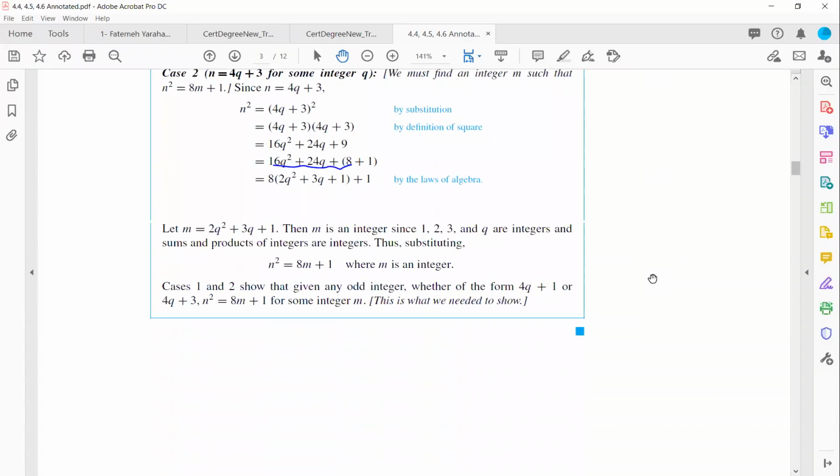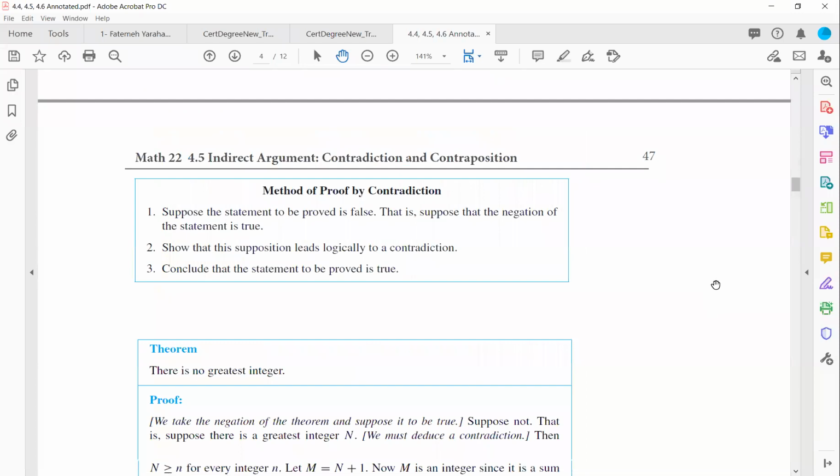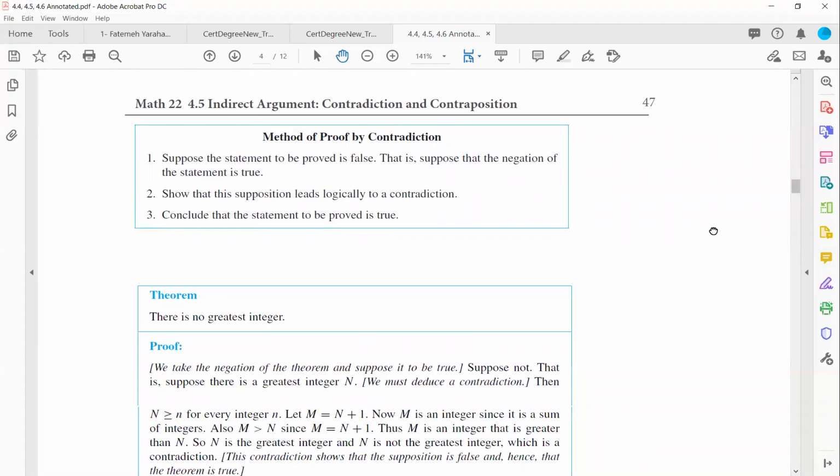Very well. Our next step, method of proof by contradiction. Suppose the statement to be proved is false. That is, suppose that the negation of the statement is true. So our goal is to show that there is something wrong with this new statement. Take a look at this theorem. This theorem says there is no greatest integer.